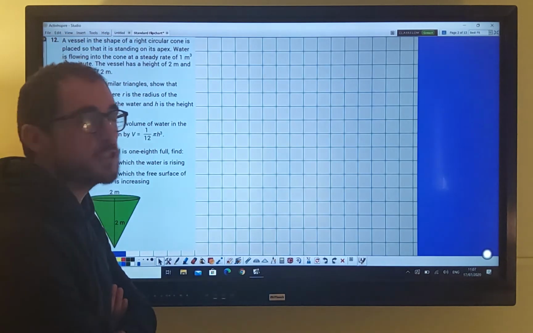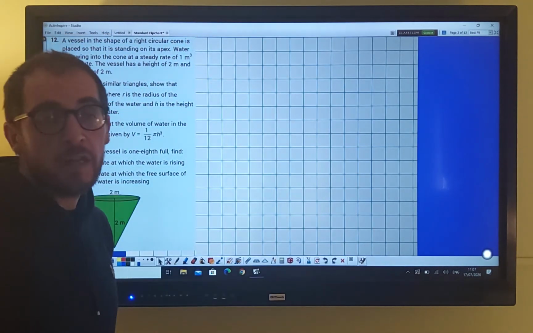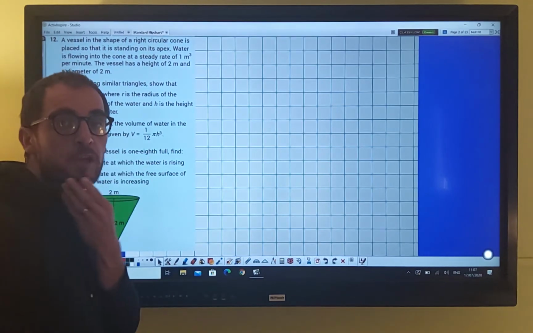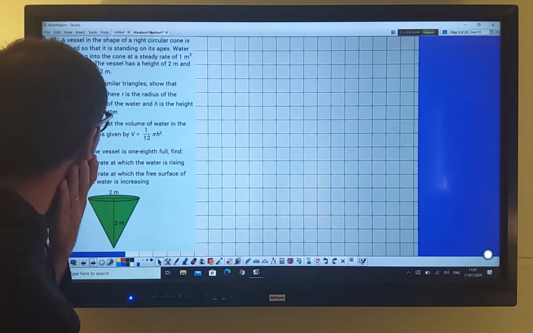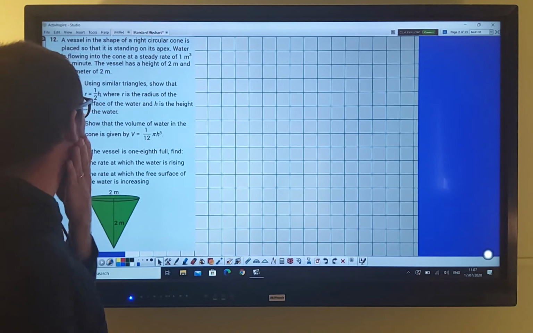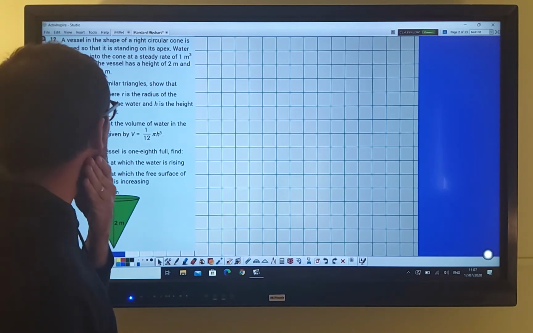So what we need to remember first of all is that's volume filling up per minute. So it's the rate of change of volume with respect to time. So that's known as dV/dt. The vessel has a height of 2 meters and a diameter of 2. Okay? So using similar triangles.